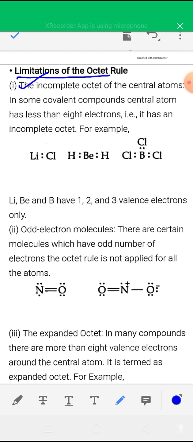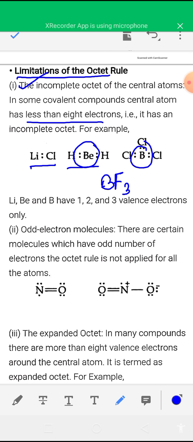First is incomplete octet of the central atom. In some chemical compounds, the central atom has less than 8 electrons, that is an incomplete octet. For example, in lithium chloride, lithium has 2 electrons in its valence shell. In beryllium hydride, beryllium has a total of 4 electrons in its valence shell. In BCl3 and BF3, boron has a total of 6 electrons in its valence shell.